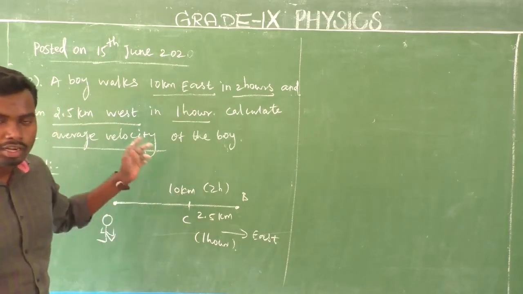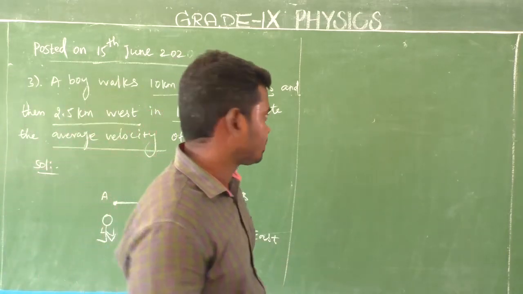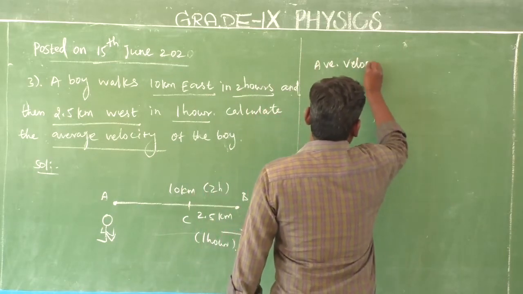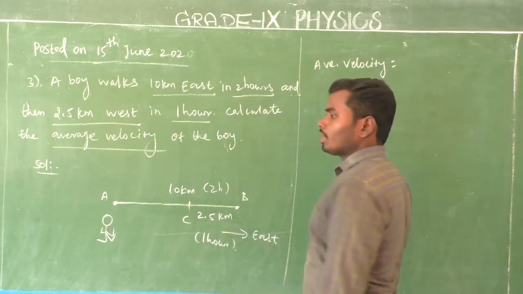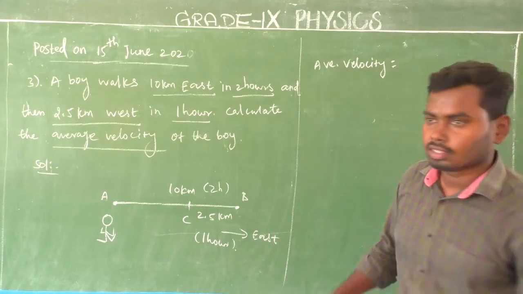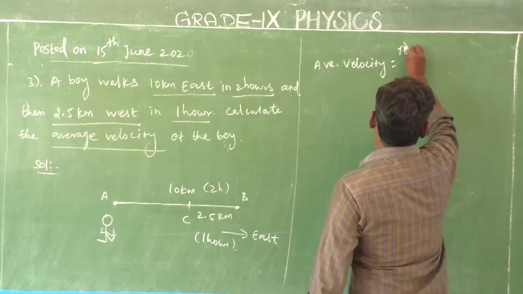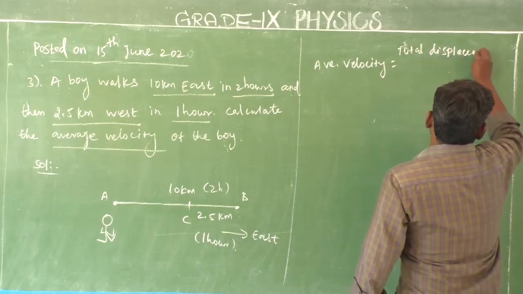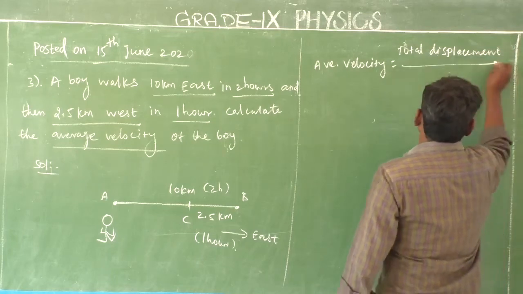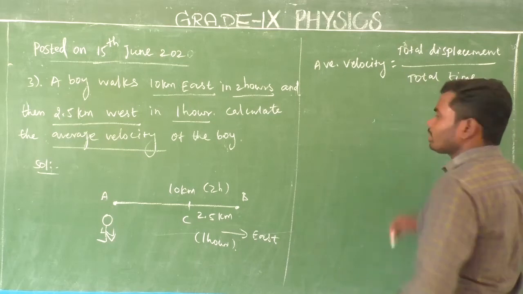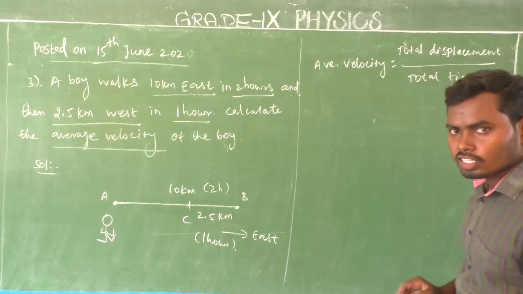Is it clear? So now we need to calculate what quantity? Average velocity. So what is average velocity? Average velocity is equal to the total displacement divided by total time taken. Am I right? That is average velocity. Is it clear? Yes.